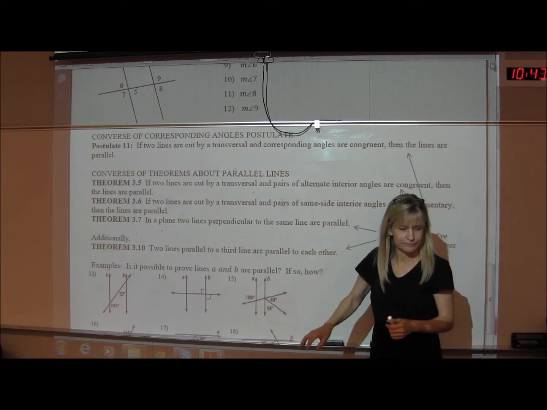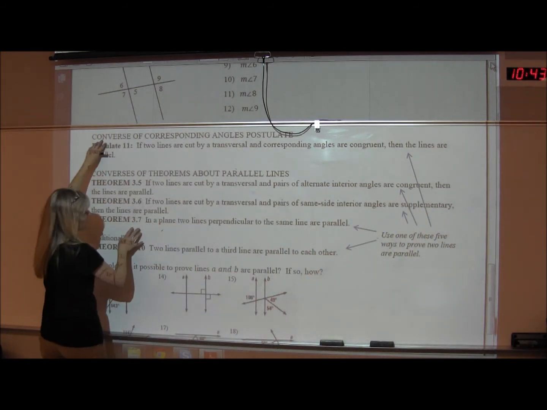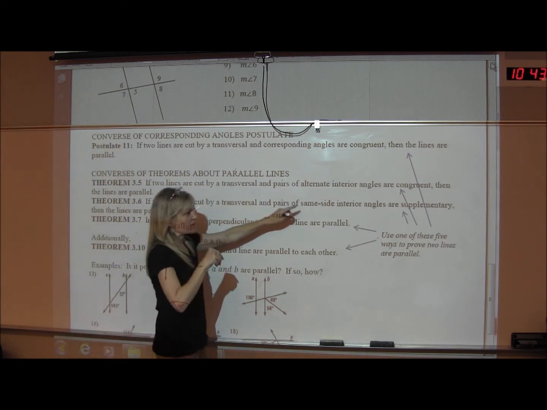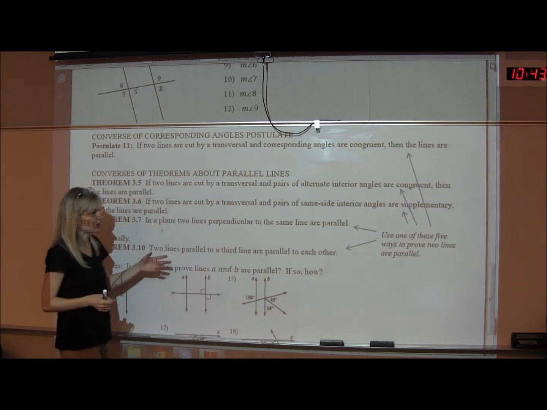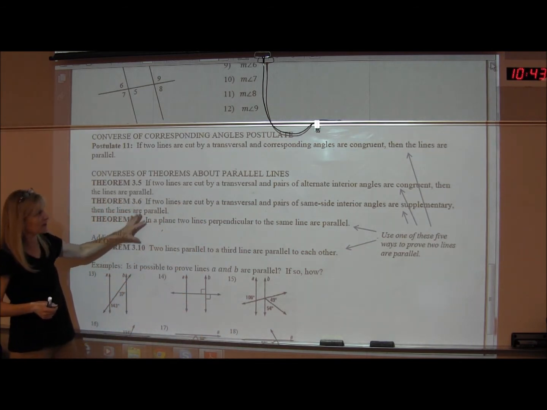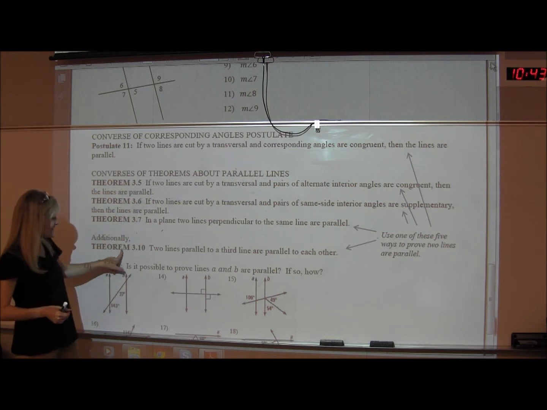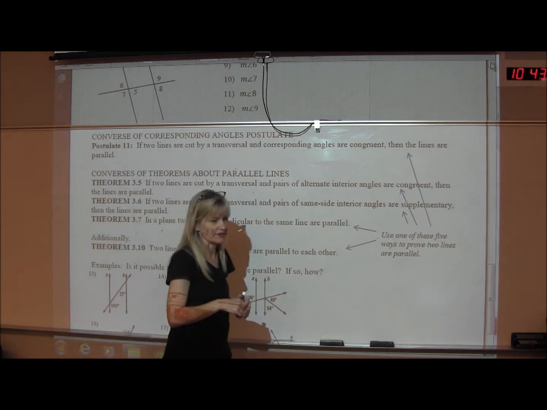So, these 5 things, these 4 that I just talked about, plus this one, which I'll talk about in a second, can be used to prove two lines are parallel. So if you're asked in your homework or on your test to prove that two lines are parallel, you're always going to be going back to these converse statements. The last one is if two lines are parallel to a third line, then they're parallel to each other.